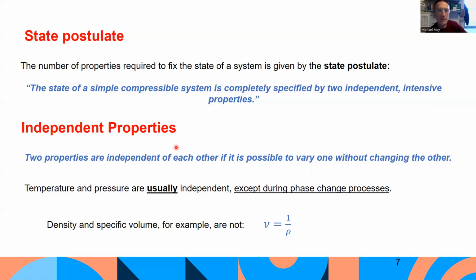So independent properties, I've just covered that there. You can vary one and the other one's not affected. An example of dependent properties would be density and specific volume. Specific volume is the reciprocal or the inverse of density and vice versa. So as you change one, the other one changes.